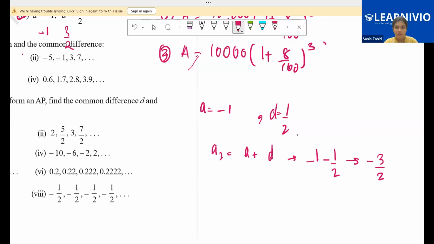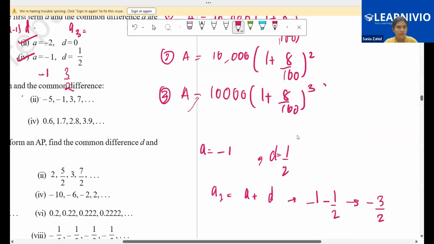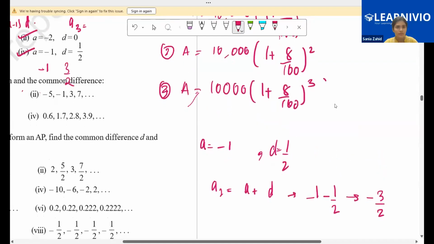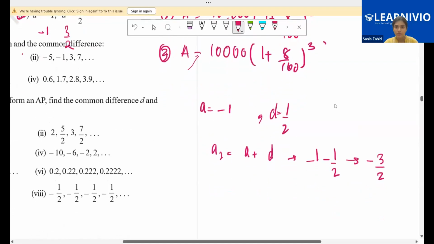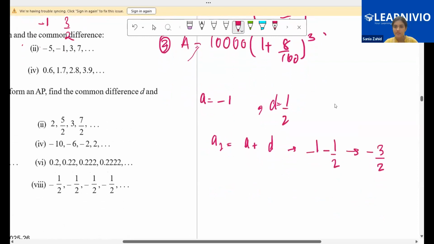What is D? Minus 1 by 2 or 1 by 2? 1 by 2. Plus, no problem. So minus 1 and plus 1 by 2. Now how much does this become? This becomes minus 1 by 2. Not 3 by 2. It becomes minus 1 by 2.